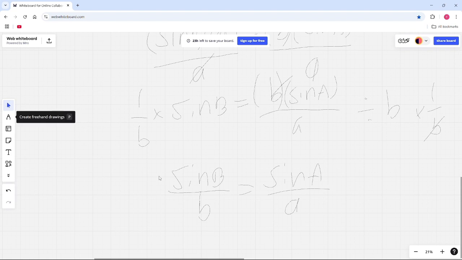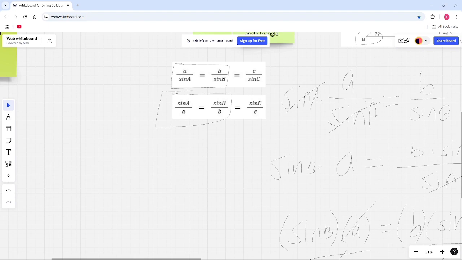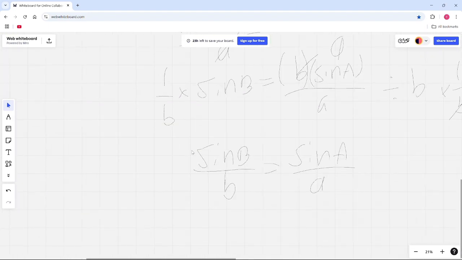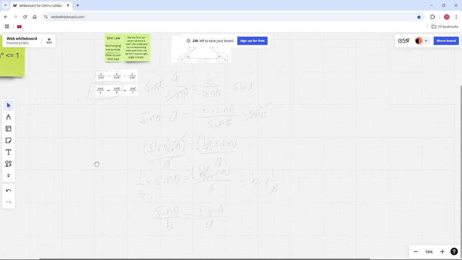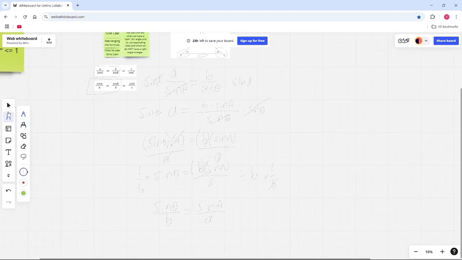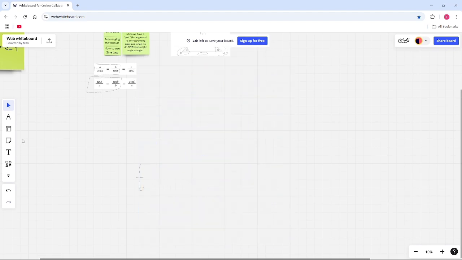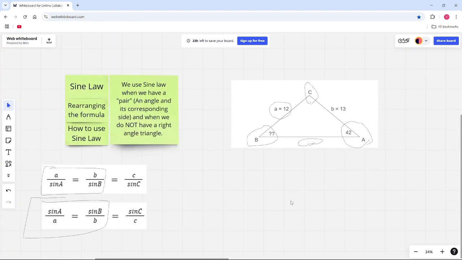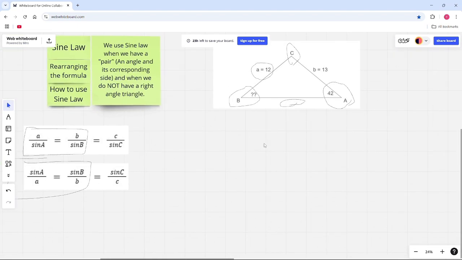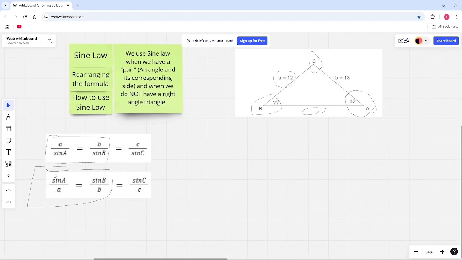So now this formula is equivalent to this one over here. Let's actually apply this formula to an actual problem. So we're trying to solve for the missing angle B, and we already have a pair. So we have an angle plus its corresponding side, so we can use sine law.